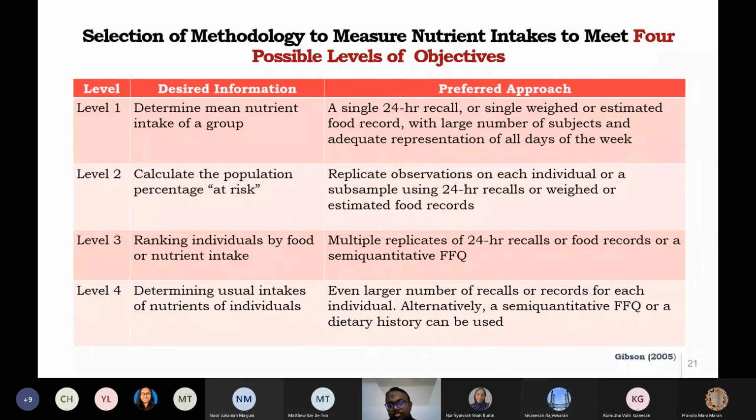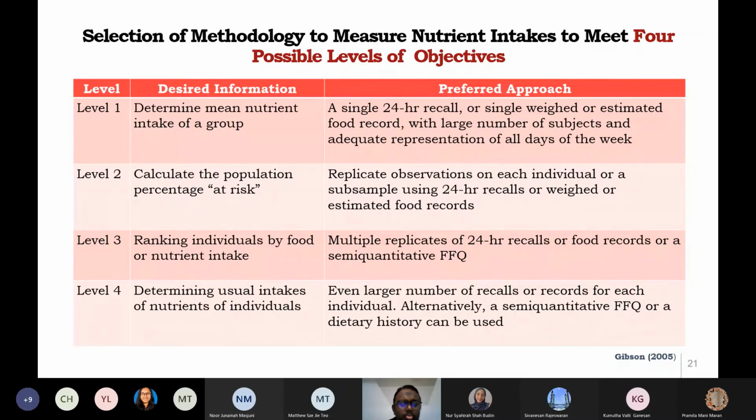So the preferred approach is a single 24-hour recall or single weighed or estimated food record with a large number of subjects. So you might have 1,000 subjects, 2,000 subjects, okay? But then you can do only a single 24-hour recall or single weighed or estimated food record. You need a large number of subjects because you're only doing a single recall, and this will be an adequate representation of all days of the week. So you cannot do all the interviews on Monday. Some people might have to do the interview on Monday, some on Tuesday, Wednesday, Thursday, and so on.